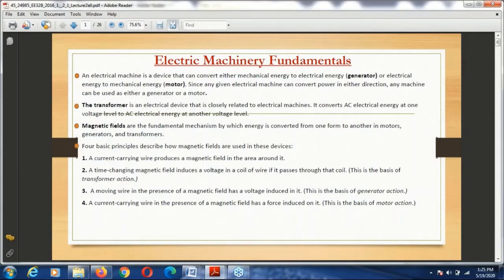Now we are talking about magnetic fields here by way of electricity. Magnetic fields are the fundamental mechanism by which energy is converted from one form to another in motors, generators, and transformers. Please take note of this point I've made. Magnetic fields are the fundamental mechanism by which energy is converted from one form to another in electric motors, electric generators, and transformers. Is it clear to you?